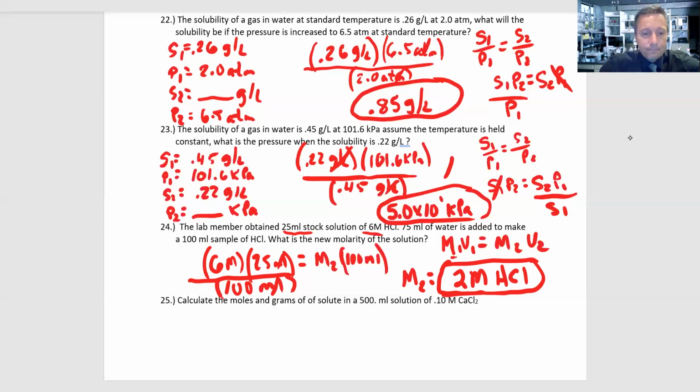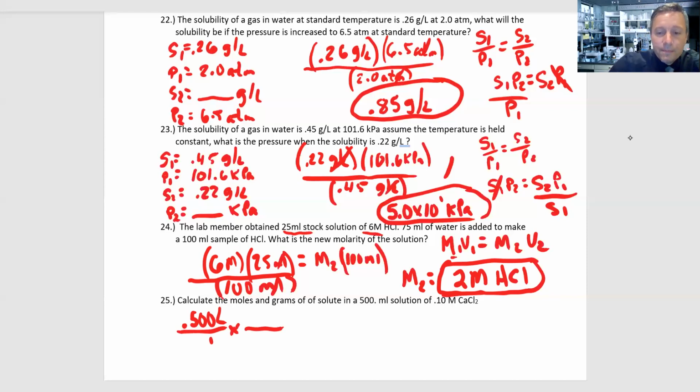Number 25, calculate the moles and grams of solute in a 500 milliliter solution of 0.1 molar calcium chloride. So calculate the moles, and grams. So we got two different things we're trying to do here. So we have a solution that is 500 milliliters. So that is 0.500 liters over 1.